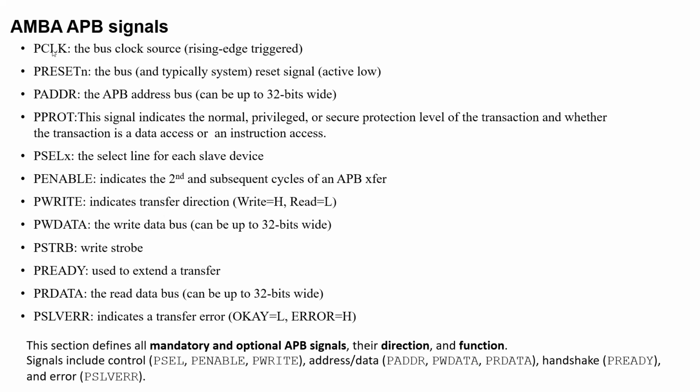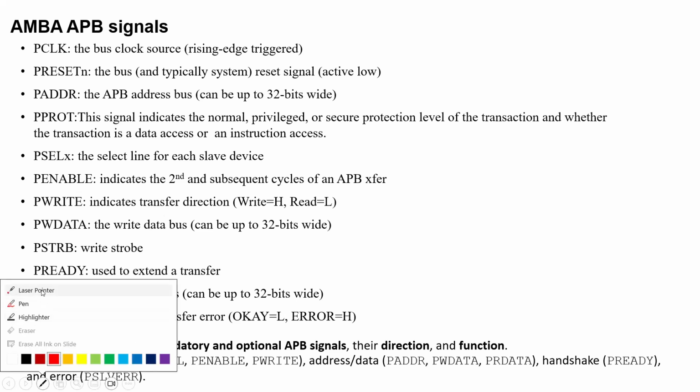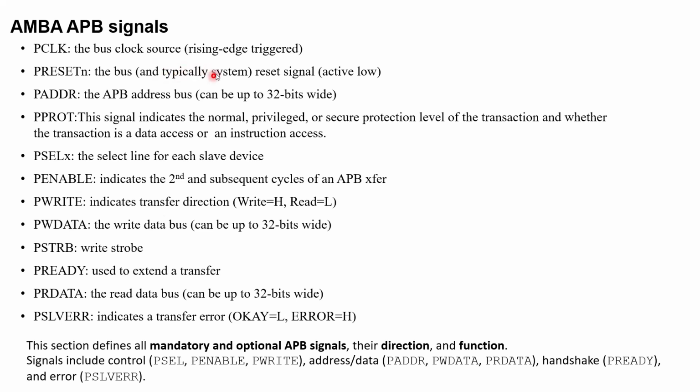And also we have a reset signal. The reset signal is used for the reset operation. Typically it is a system-based reset. If you set the reset value to 0, that means it is asserting the reset operation. At that time, the signals PADDR, PSEL, PENABLE, PWRITE, PRDATA, PWDATA, PSTRB, and PREADY are all assigned to 0 during the reset condition, right?